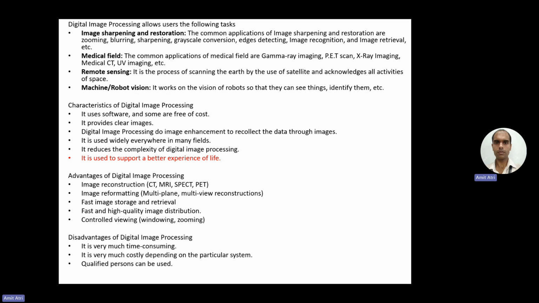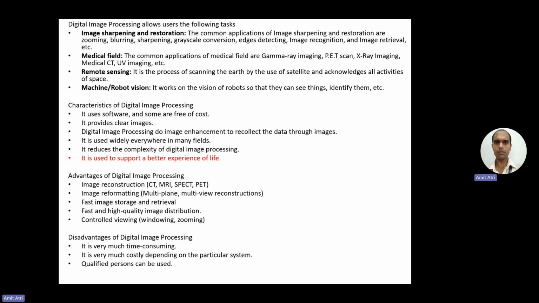Next, the characteristics of digital image processing. It uses software, and some of it is free of cost. It provides clear images. Digital image processing does image enhancement to recollect the data through images. It is used widely in many fields. It reduces the complexity of image processing and is used to support a better experience of life. Now coming to the advantages and disadvantages of digital image processing.